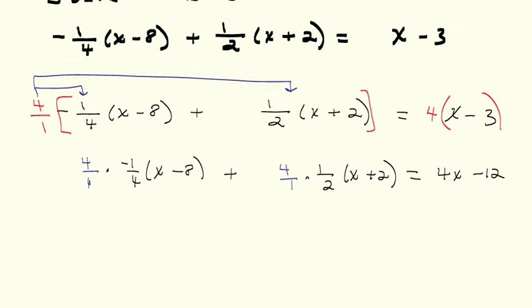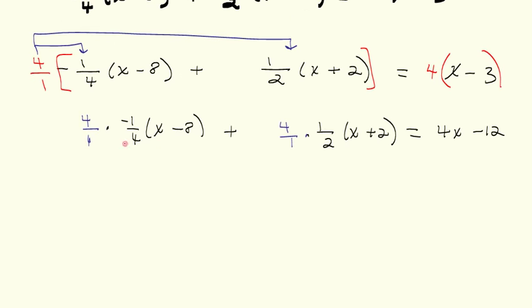All right, we still have a little cleanup to do on the left side here. But look what happens. The 4's cancel here. And here, the 2 goes into 2 once, 2 goes into 4 twice. So what we have left is this. We take the negative 1 and carry it through the parentheses. That's going to give us negative x plus 8. Remember, negative times negative gives us a positive. And then plus, we still have this 2 here, and this 2 has to go through the parentheses. So that's going to give us 2 times x is 2x plus 2 times 2 is 4. And that's equal to 4x minus 12.